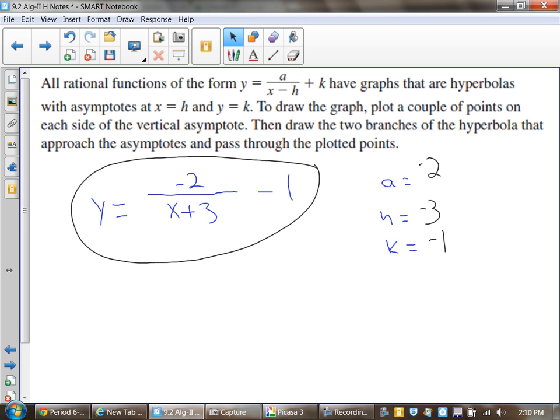Now, if you look at your h value, see how your h value is -3? Isn't that the 0 of x plus 3? -3 makes that 0, doesn't it? Yeah. So remember, your vertical asymptote's always going to be at the 0 of a denominator. Always, always, always.